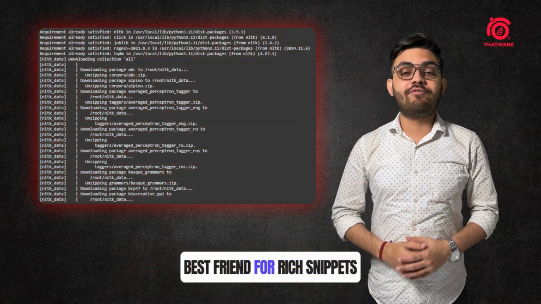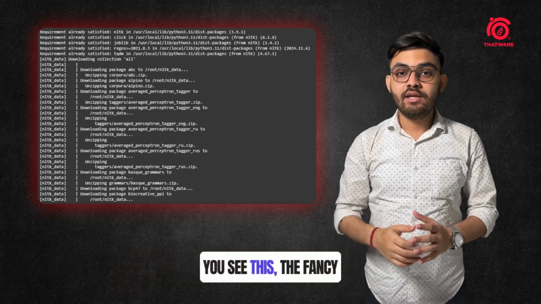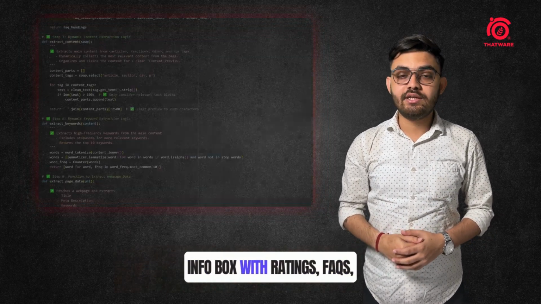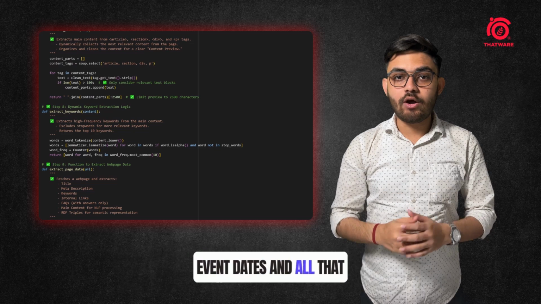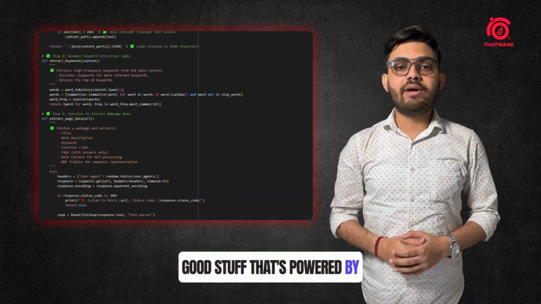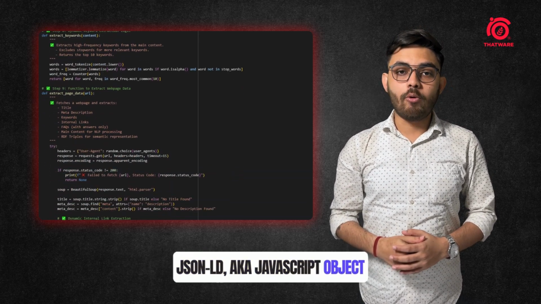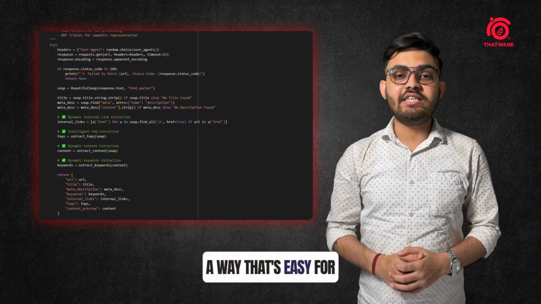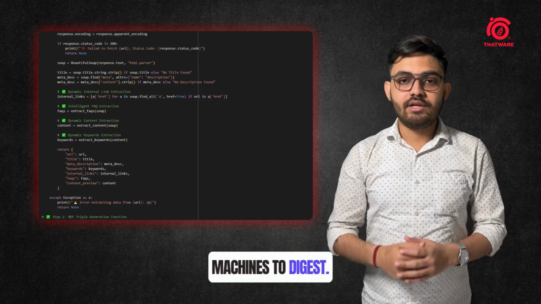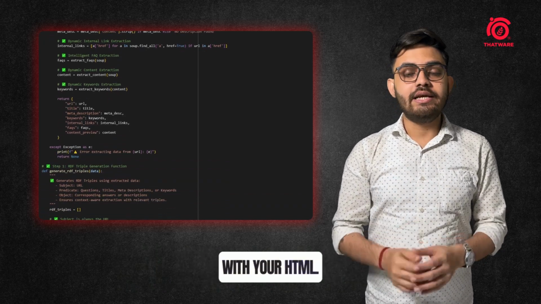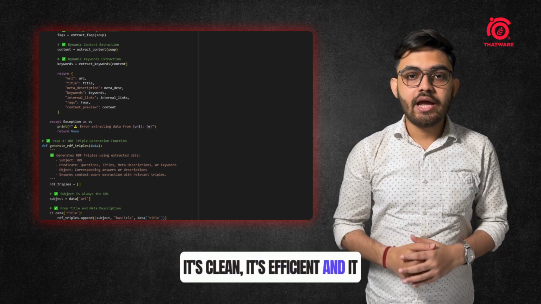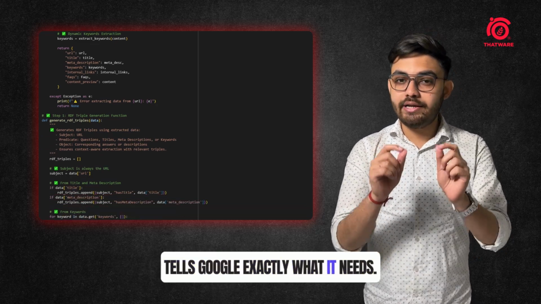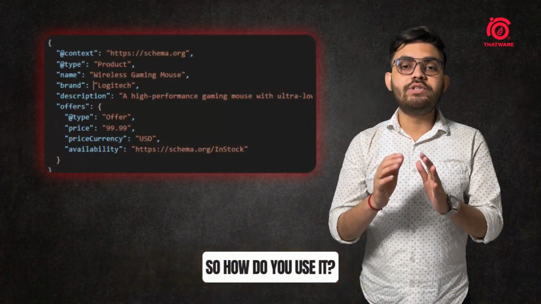JSON-LD, your best friend for rich snippets. You see this? The fancy info box with ratings, FAQs, event dates and all that good stuff. That's powered by JSON-LD, aka JavaScript Object Notation for Linked Data. Google loves JSON-LD because it structures data in a way that's easy for machines to digest. Unlike old school microdata, JSON-LD doesn't mess with your HTML, it's clean, it's efficient, and it tells Google exactly what it needs. So how do you use it?